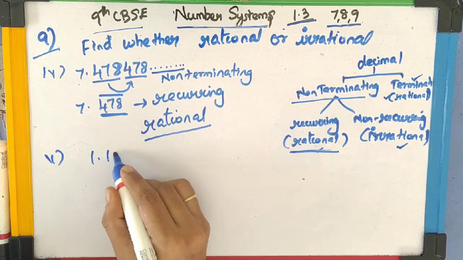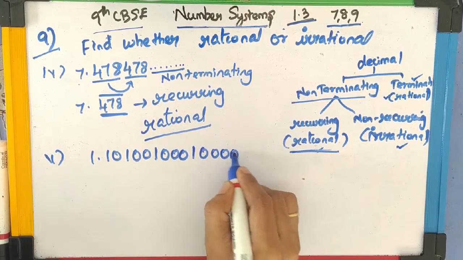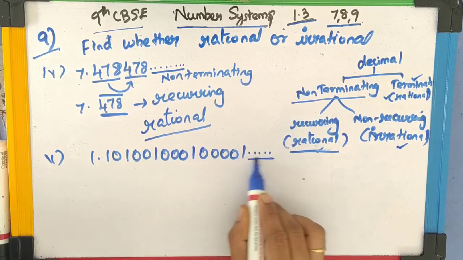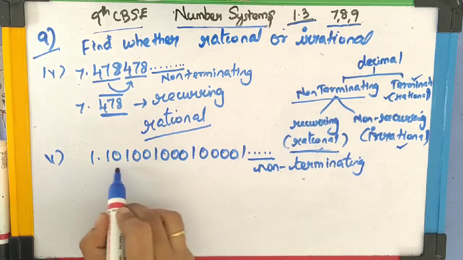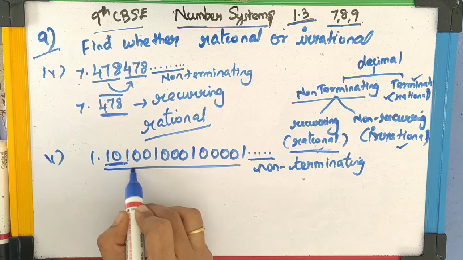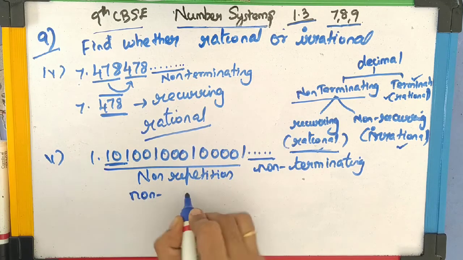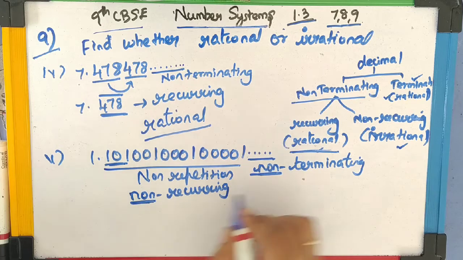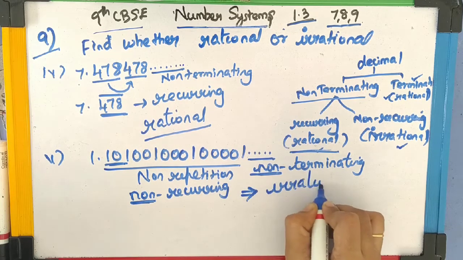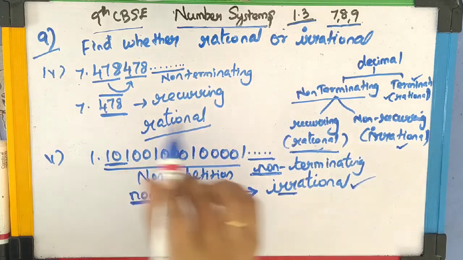Now let's go to the fifth question. That is the last question of this video. 1.10100 1000 10000 and 1, and it goes on. From the dots after the last digit, we can come to a conclusion that it is a non-terminating decimal. And seeing the digits after the decimal, I can't find any set of numbers repeating itself. So it is non-recurring and non-terminating. So as I have already said, 2 non, so 2 r. It is an irrational number. Yes, correct. So here the digits are non-terminating and non-repeating, so it is an irrational number.